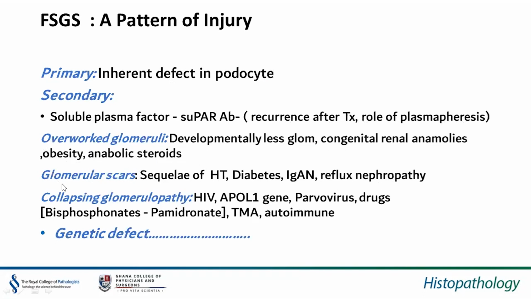FSGS may actually represent areas of glomerular scarring, and this may be the sequelae of several types of diseases like hypertension, diabetes, IgA nephropathy, and reflux nephropathy, to name only a few examples. And FSGS can be the result of collapsing glomerulopathy, which is best known in HIV-associated glomerulopathy. It can be due to APOL1 genes. It can be due to parvovirus, drugs like bisphosphonates, thrombotic microangiopathy, and autoimmune causes. All of these can give rise to collapsing glomerulopathy. And FSGS can importantly be due to a genetic defect.